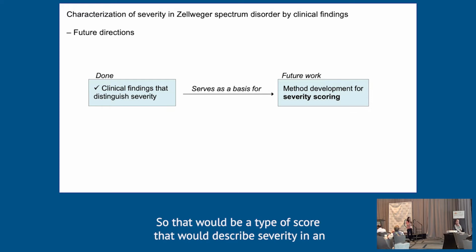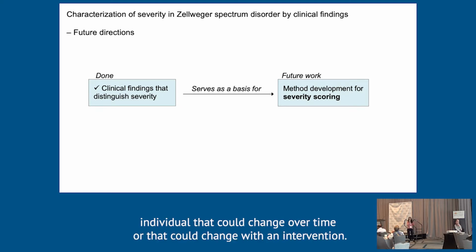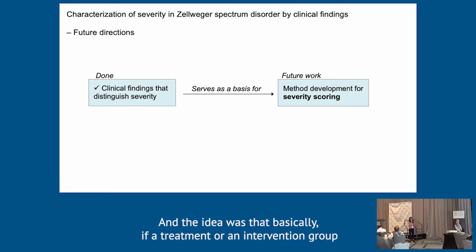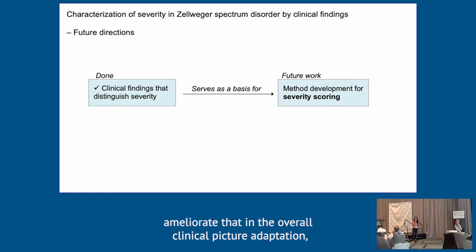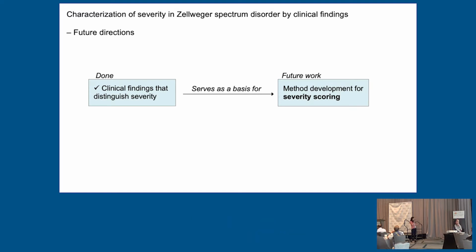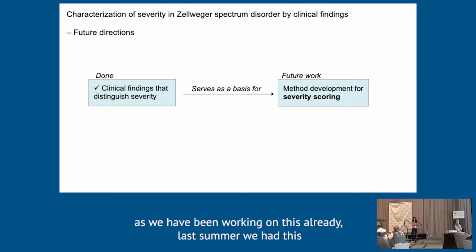So that would be a type of score that would describe severity in an individual that could change over time, or that could change with an intervention. And the idea would be to see if a treatment or an intervention could ameliorate the overall clinical picture in a patient. And so we have been working on this already.